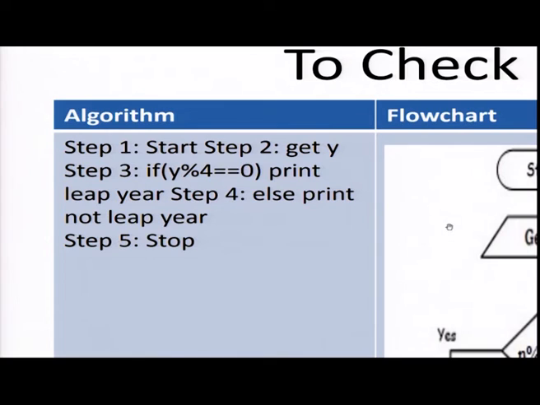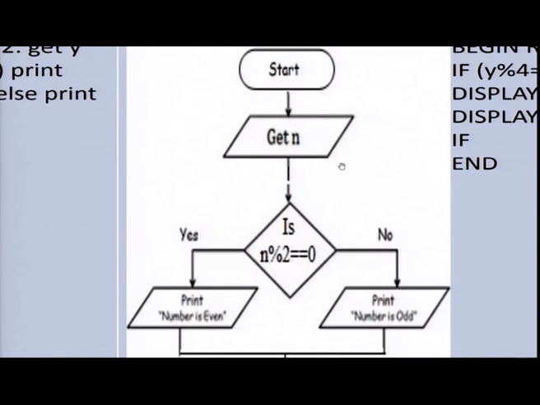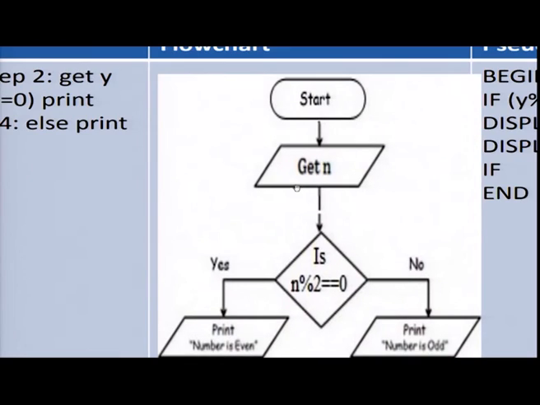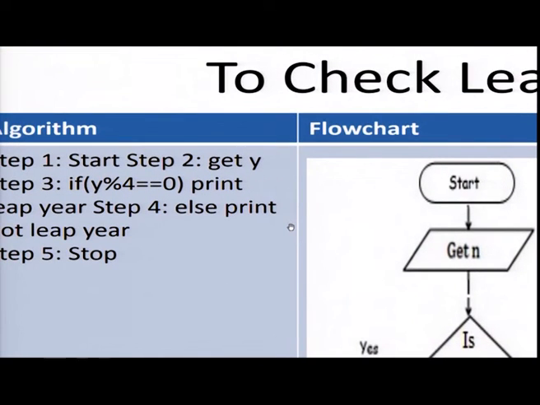Now let us see how to write the flowchart for this. Start, you are getting the value of the year. If the year mod 4 is equal to 0, then you are printing the leap year.